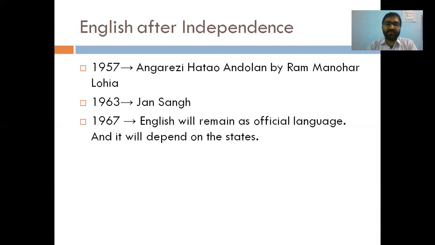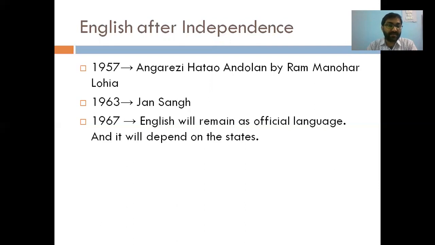Now, in 1957, there was the Angreji Hatao Andolan by Ram Manohar Lohia. The people protested against English being an official language. In 1963, the Jansangh also protested against making English the official language.